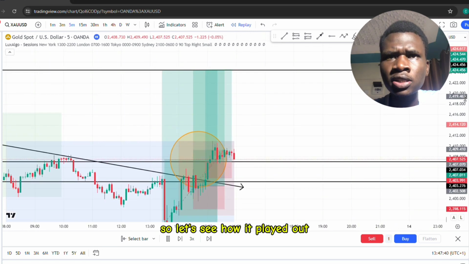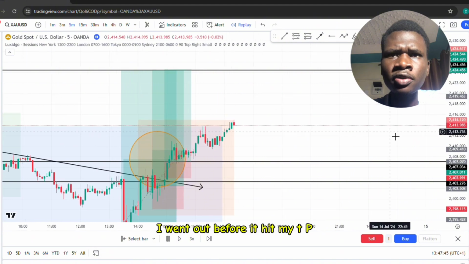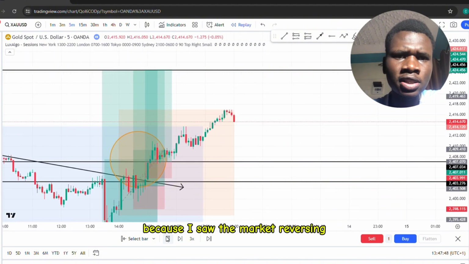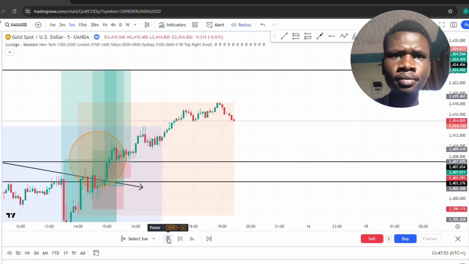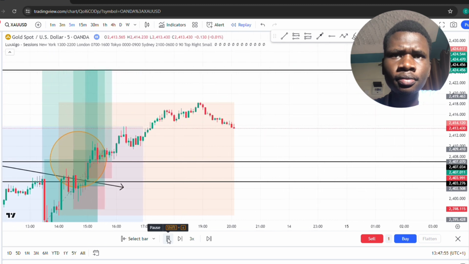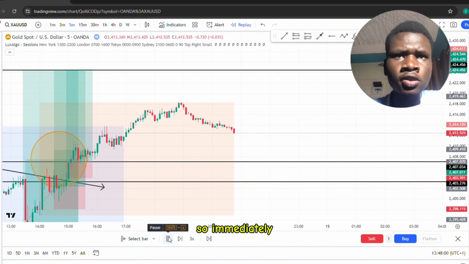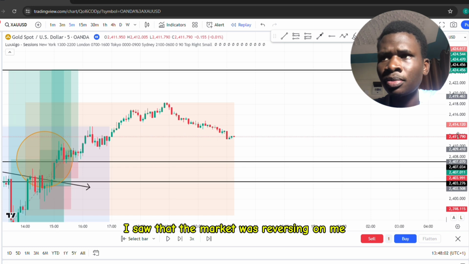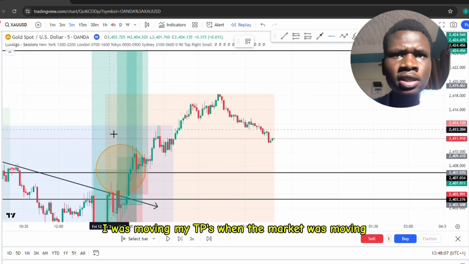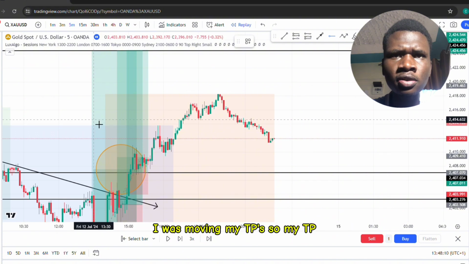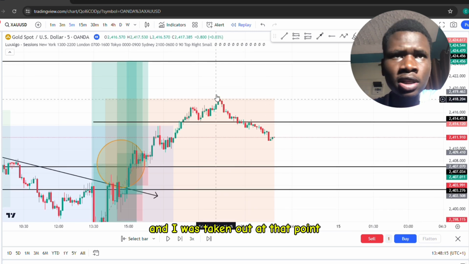So let's see how it played out. It did not hit my TP. I went out before it hit my TP because I saw the market reversing. So immediately I saw that the market was reversing on me, I went out. So I went out at this point. Oh, by the way, I was moving my TPs. When the market was moving, I was moving my TPs. So my TP was at this point, all my TPs, and I was taken out at that point.